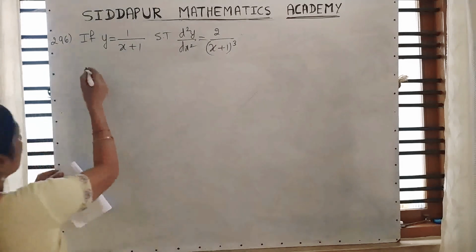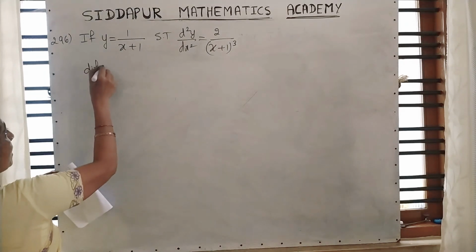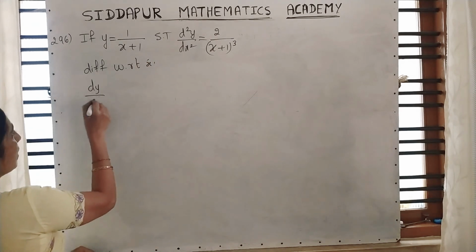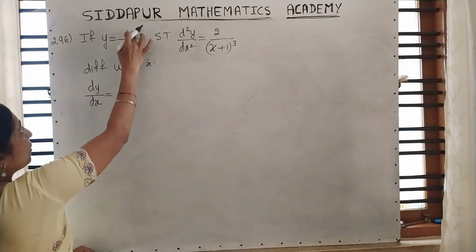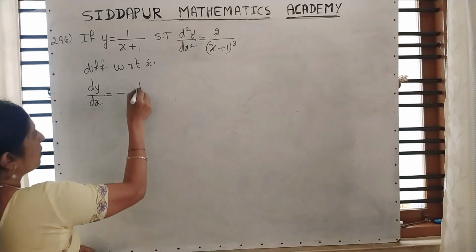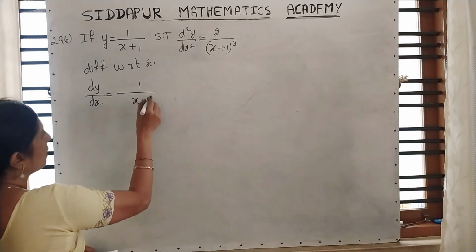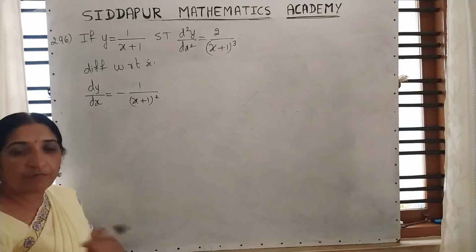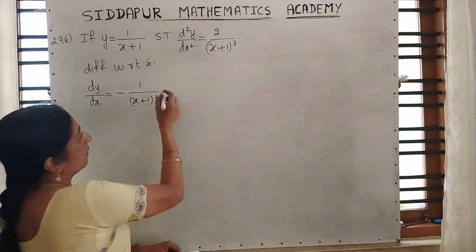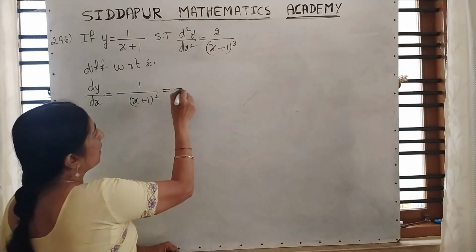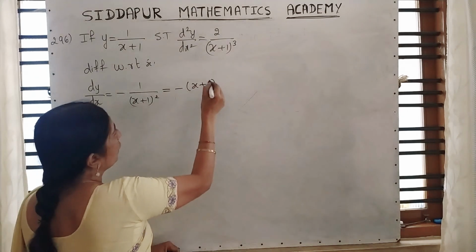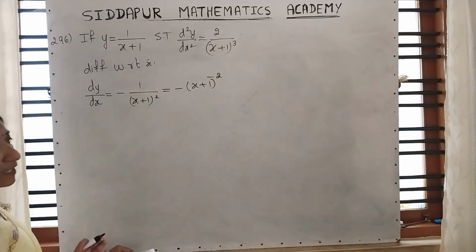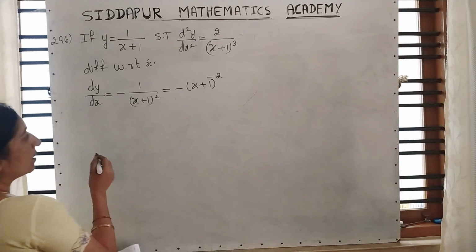So differentiating with respect to x, dy upon dx. See, it is in the form of 1 by x, that is minus 1 by x square. And into differentiation of x plus 1 we are not doing, because differentiation of x plus 1 is 1. But this we can write for our convenience. In the numerator we don't have x, so don't apply u by v. Take x plus 1 in the numerator.